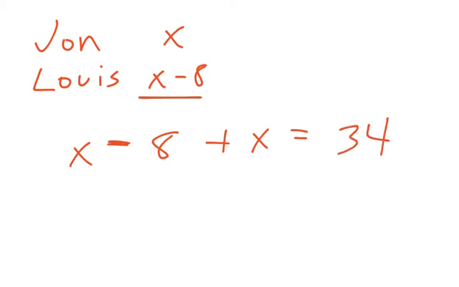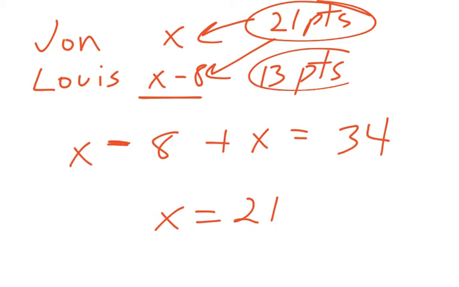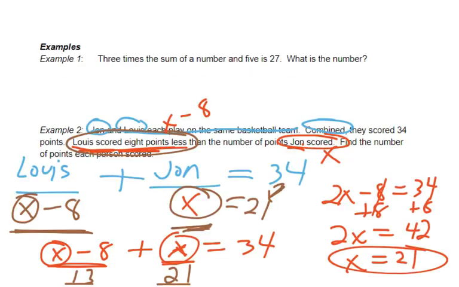And then when you solve your equation, remember we got X equals 21, right? Now you just take them and plug them right back in here. So 21 points. And we have to label that for our final answer. And then plug 21 right here. 21 minus 8 is 13. 13 points. And then when you add them together, you get 34. So we did answer the question, because if you remember, the question asked how many points did each one score? Okay? I like to call that problem a comparison problem.